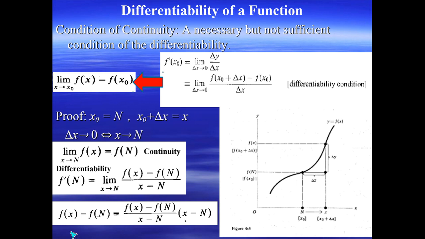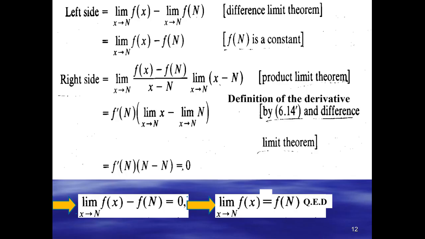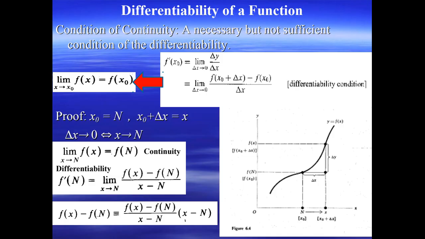Great. So what shall we do? Let's take the limit of both parts of this equation and see what happens. The left side is the limit of f of x minus f of n. What is the limit of a difference of two functions? It is the difference of their limits. And what is the limit of the product of two functions? It is the product of their limits. So the right hand side has a product, and its limit will be the limit of f of x minus f of n over x minus n when x goes to n, times the limit of x minus n when x goes to n.